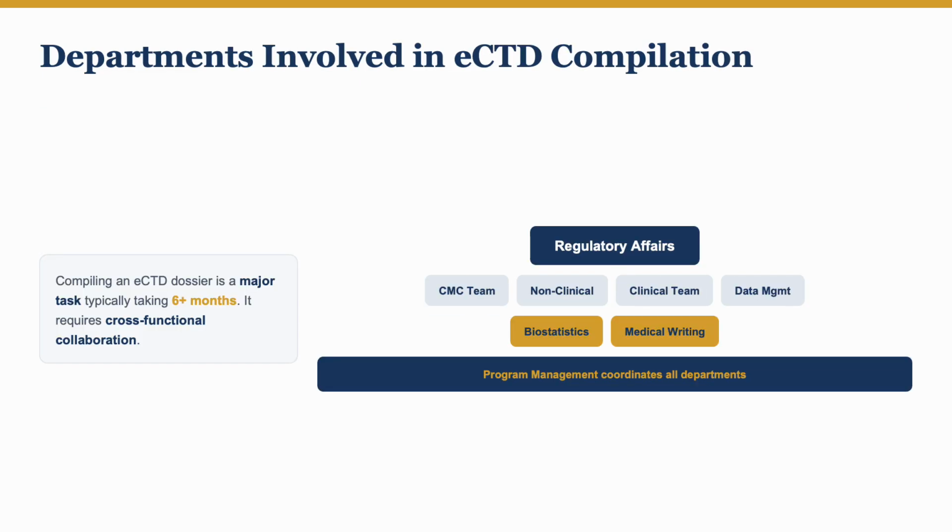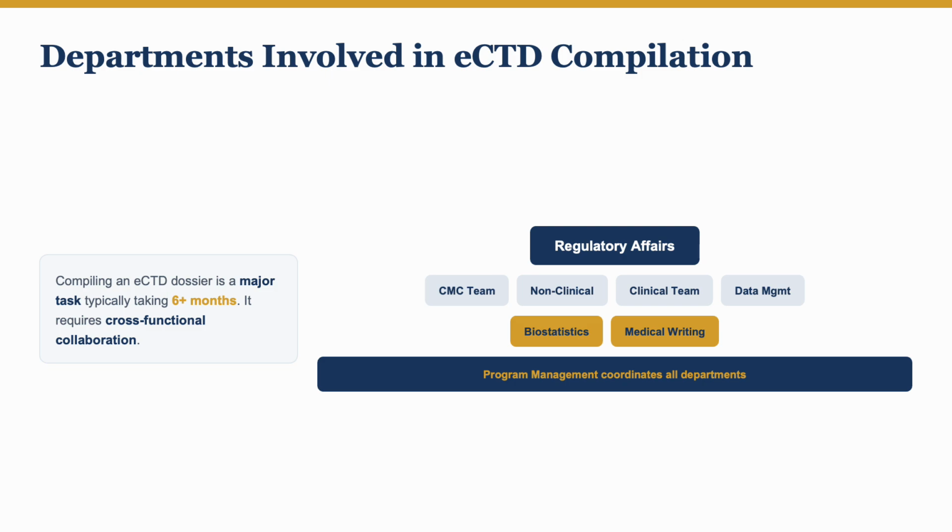Compiling an eCTD dossier is a major undertaking that typically takes more than 6 months to complete. Because the dossier represents all the research work done on a product, it requires involvement from multiple departments. Regulatory Affairs leads the effort and ensures compliance with all applicable guidelines. The CMC team provides all the chemistry, manufacturing, and controls documentation.